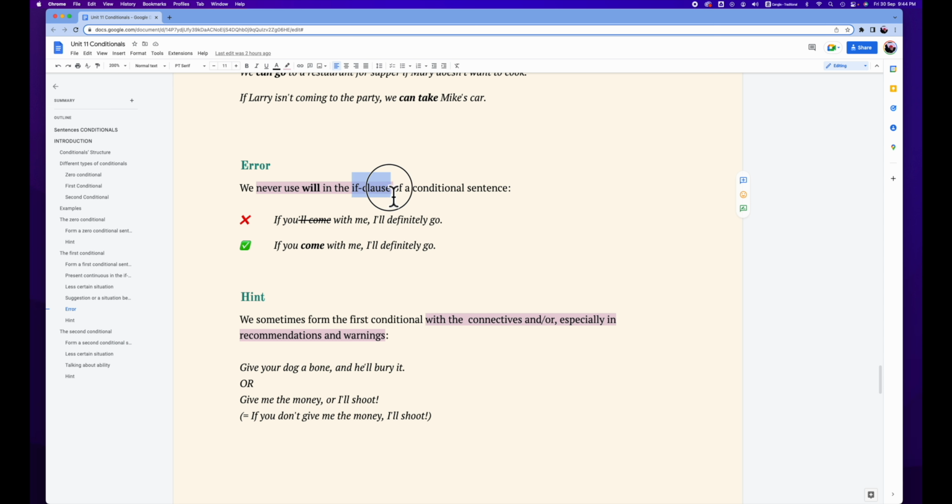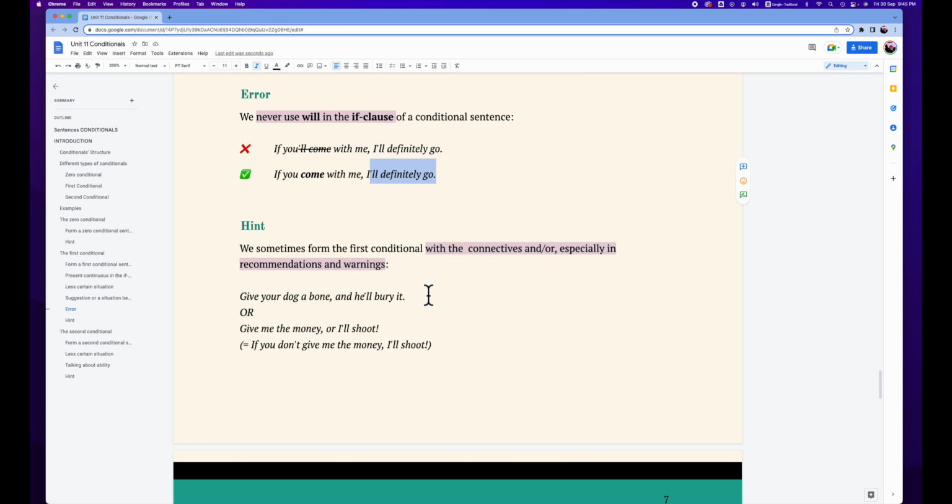Instead, we could use the continuous tense for part A when we are talking about something happening now or a future arrangement. Instead of saying "if you will come with me," we say "if you come with me" or "if you are coming with me, I will definitely go." And also, there are some hints that you could find useful.